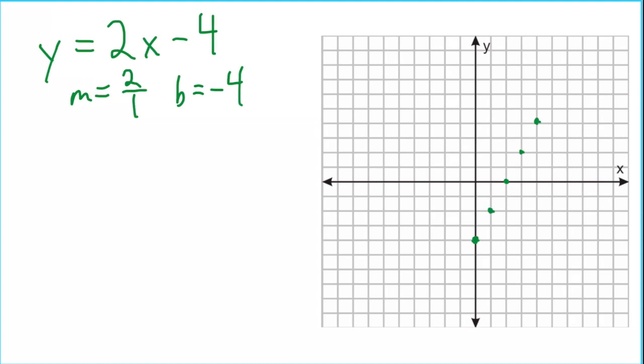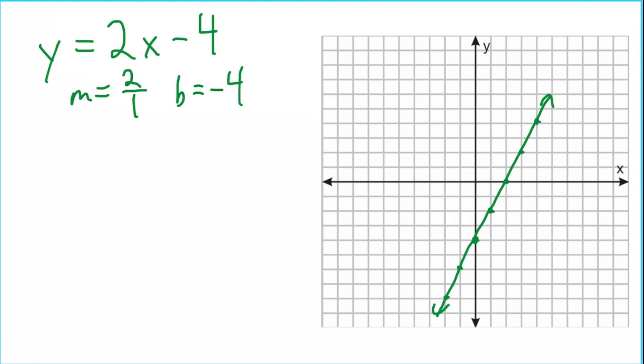Now I can go backwards and go to the left. To go to the left, I'm actually going to go down and to the left. I'm doing the opposite to go in the opposite direction. I can do that one more time, and that's our line. Now it's a line, so we should connect it. There is our y equals 2x minus 4.